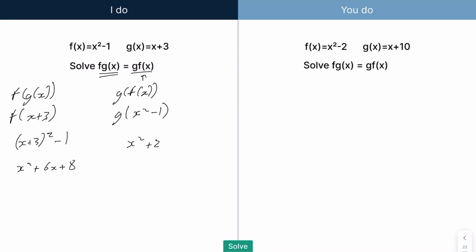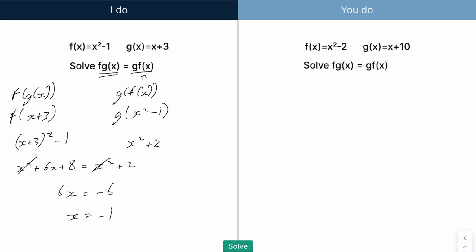Okay, now we just need to make these two equal to each other. So if I just bring that here, x squared plus 2, and I can see that, and that cancel out. I can see 6x, I can subtract 8 from each side, that becomes minus 6, so I can see that x will just become minus 1.